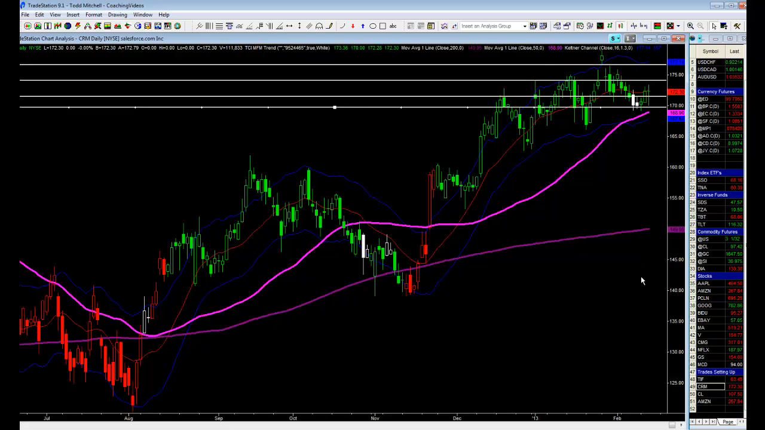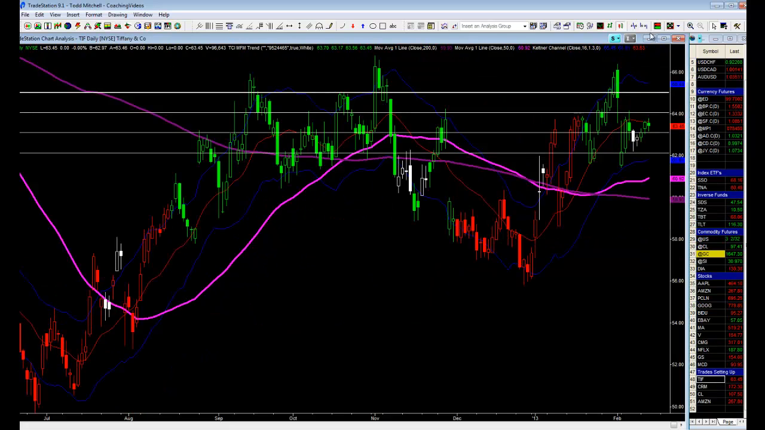Let's move to the next trade. The next trade is Tiffany's, TIF. Our first objective, as you know, is 64.08, right up here. Got close to it yesterday. Made a new high, a higher high and a higher low from the prior bar. Close kind of mid-range.